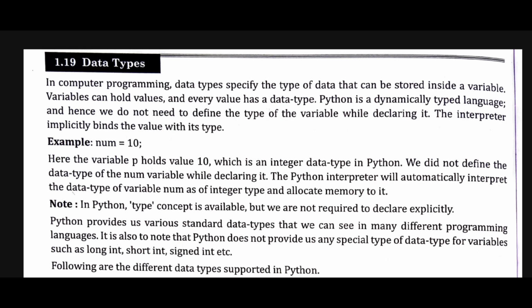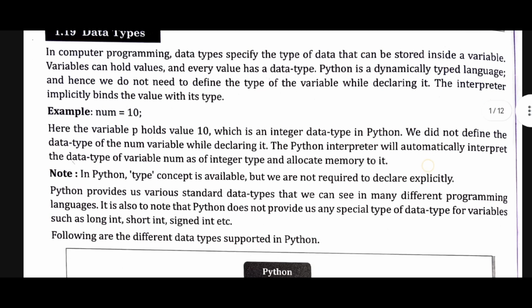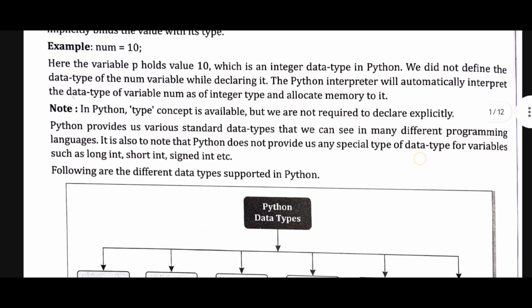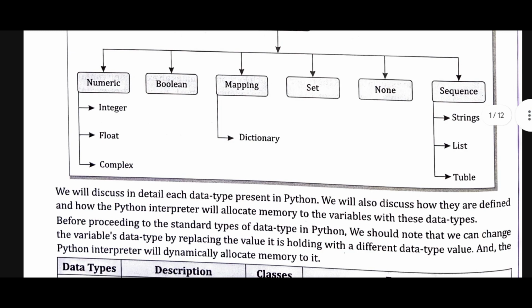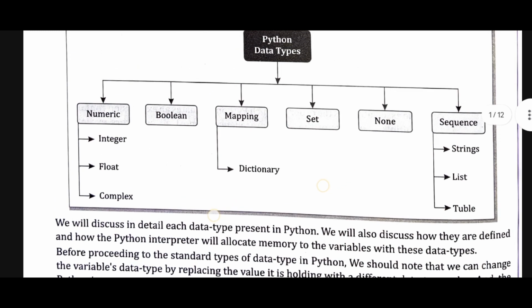So looking on to the example, number is equals to 10. Here number is the variable and 10 is the value. So the number variable's data type is integer. Till now we would have come across many data types like integer, float, character and so on. Integer holds the whole value, whereas floating values will be having decimal point values.